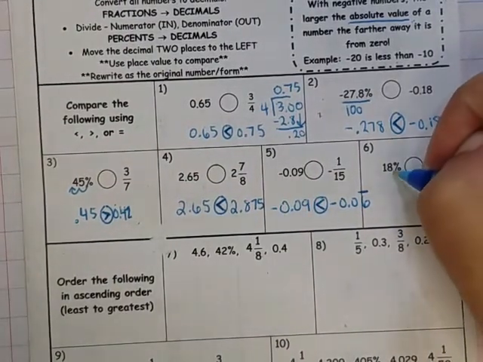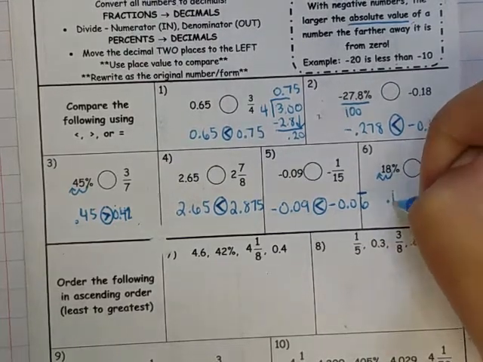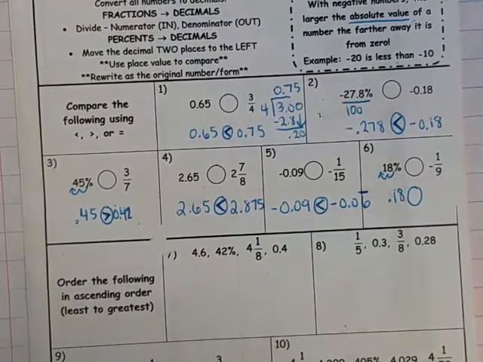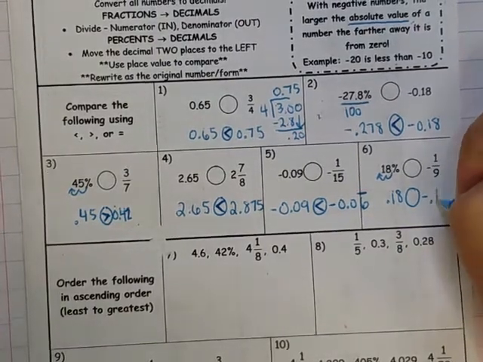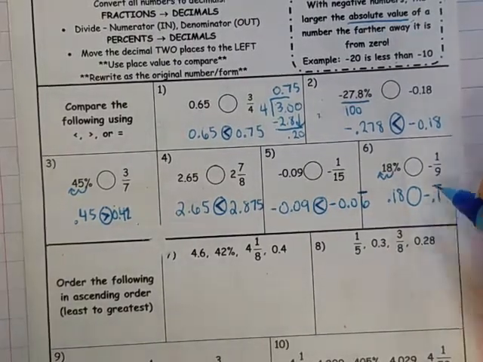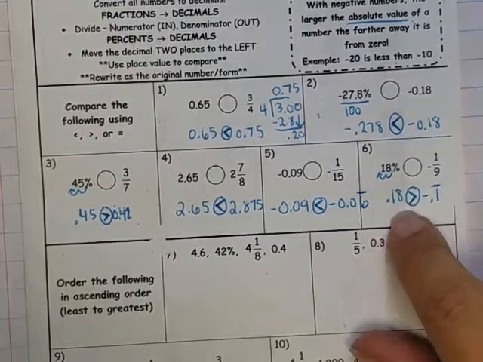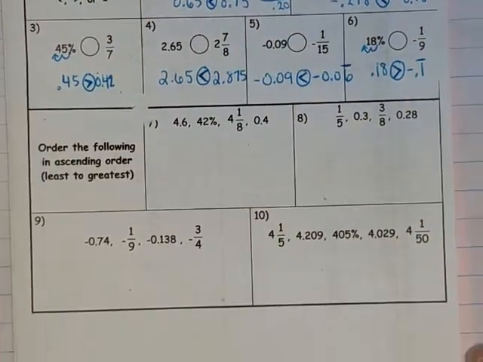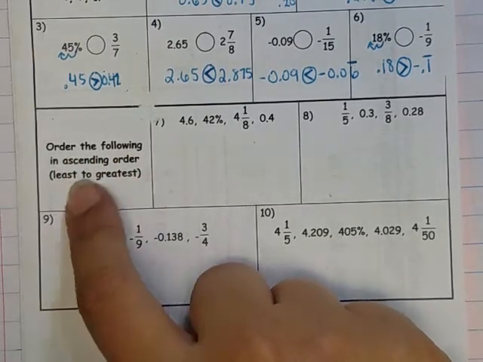So 0.18, or excuse me, 18%. When we divide by 100, it gives us 18 hundredths. And then 1 divided by 9 gives us 0.1 repeating. And it's negative 0.1 repeating. And I know that negatives are less than, so I'm going to open up to the 18%, so the 0.18. Okay.